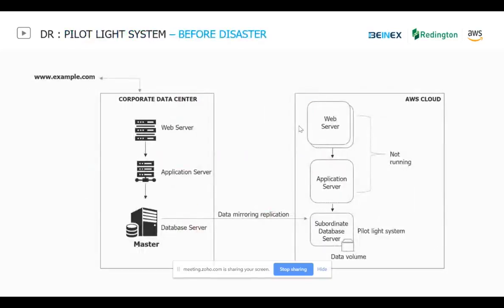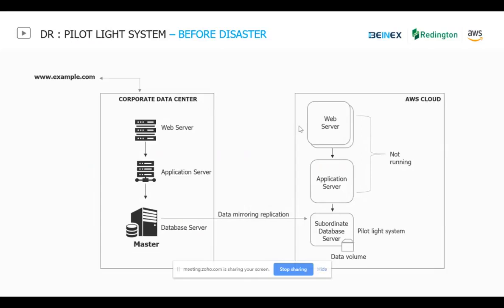And we'll go with the pilot-light system as well, which some of our customers with more stringent RPO and RTO objectives used to follow. In this example, they have a corporate data center on-premise. In general terms, they might have a web server, an application server, and a database server.